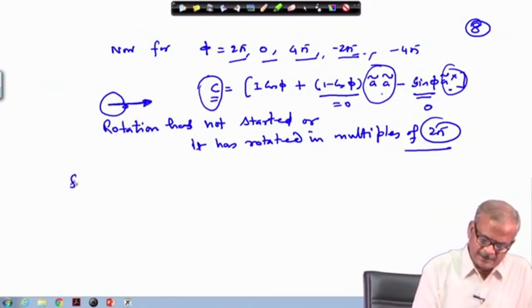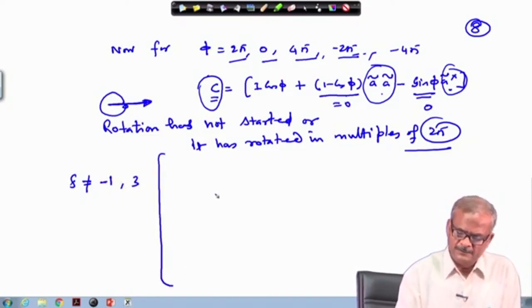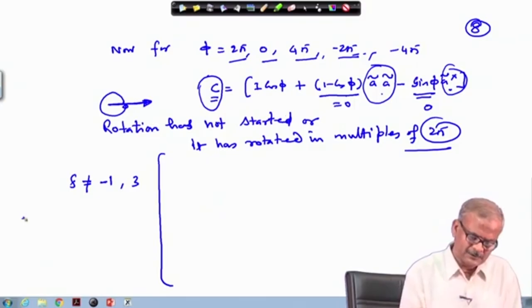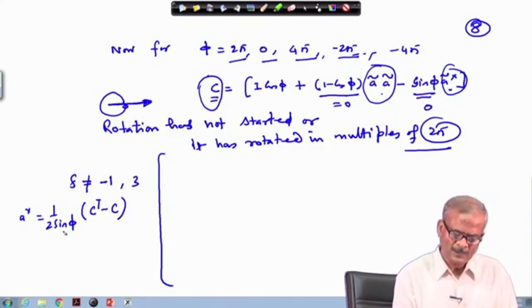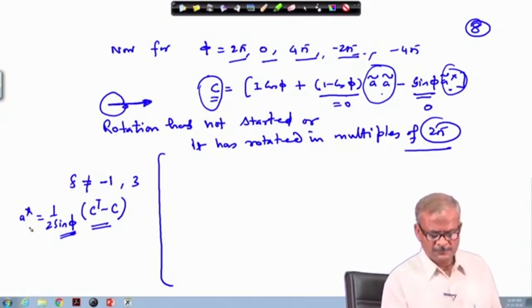For all other cases, when delta is not equal to minus 1 or 3, we can solve it. For those cases it is very easy to write, because we have already written A cross matrix equal to 1 by 2 sin phi times (C transpose minus C). We just need to insert C transpose, C and phi, which we have already defined. When sin phi is non-zero, this quantity is known and the right hand side is known, and therefore A cross can be defined uniquely.